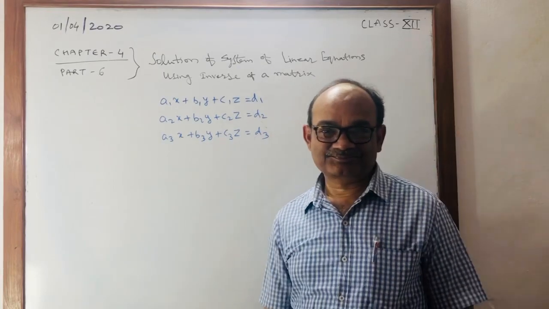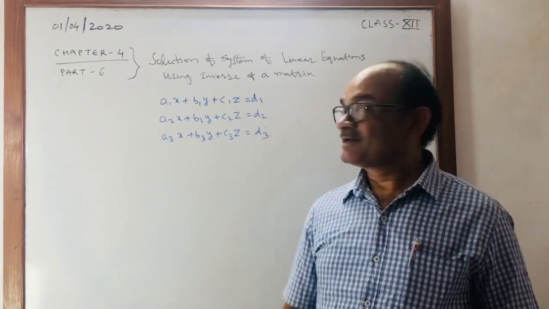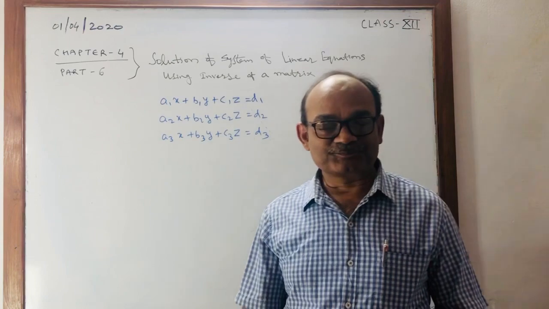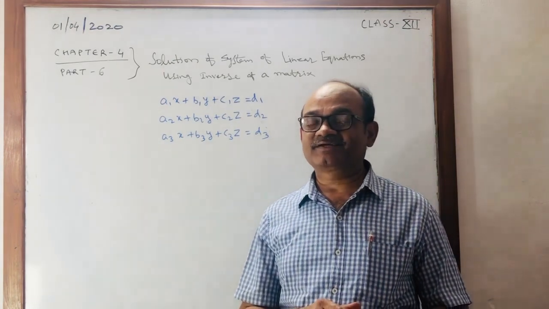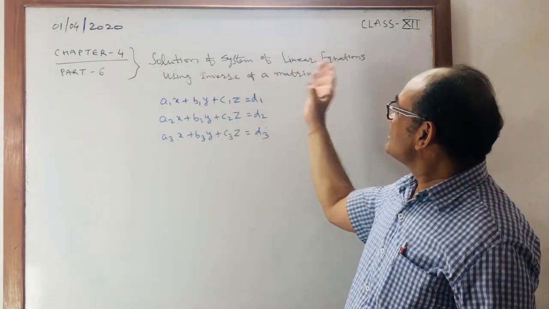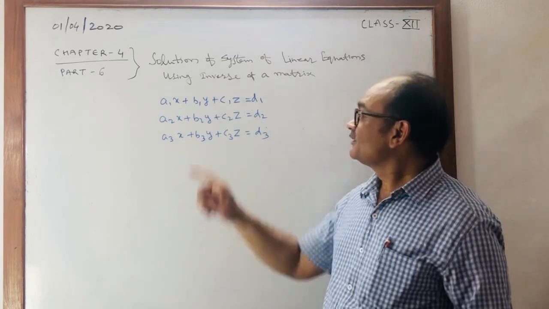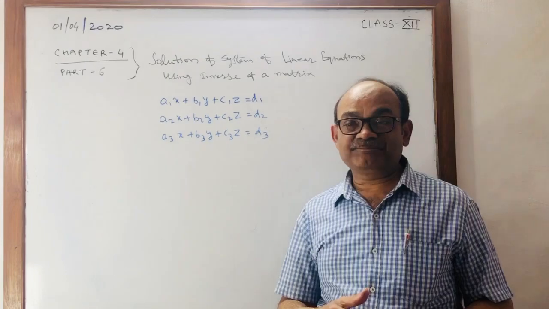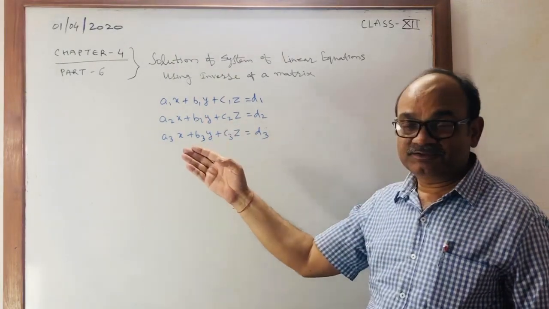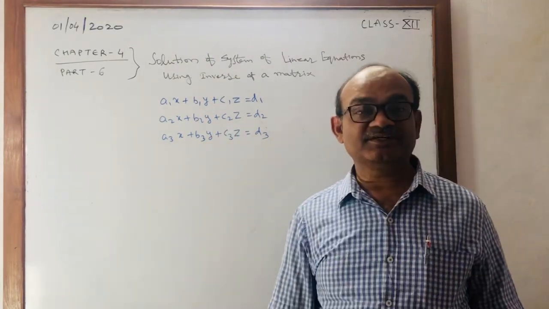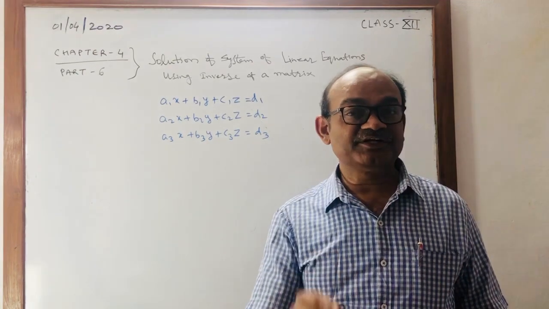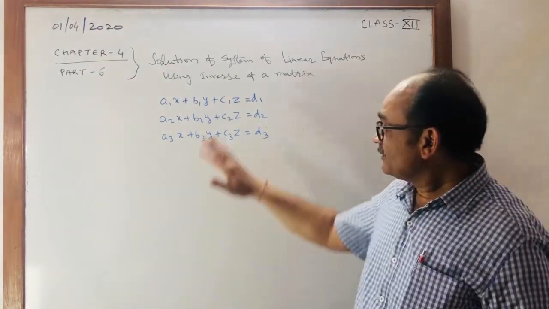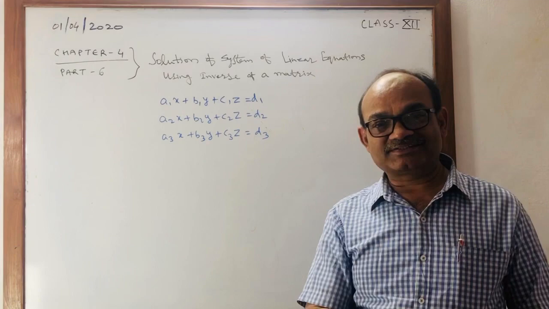Hello friends. Today's part 6, chapter 4 is the most important topic: solution of a system of linear equations using the inverse of a matrix. We have already completed the substitution method, and in class 10th we have 4-5 methods to solve linear equations in 2 variables. But here there are 3 variables and 3 equations.